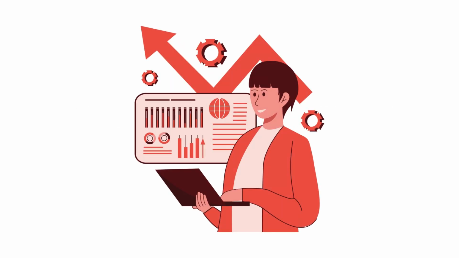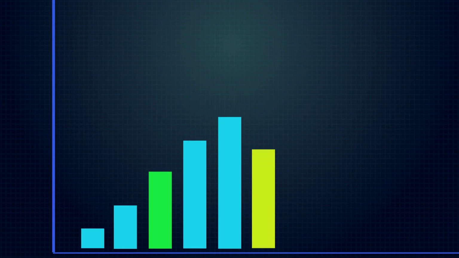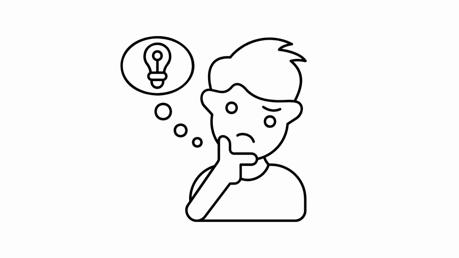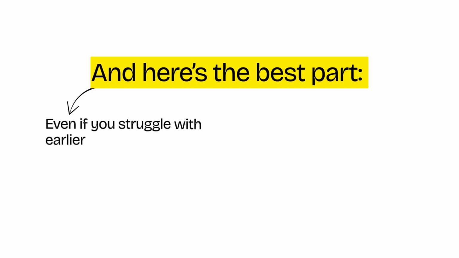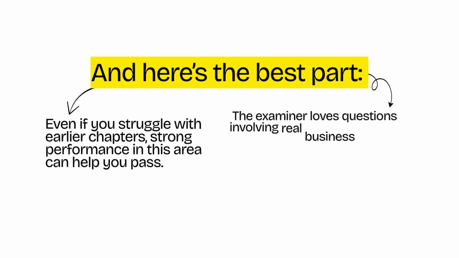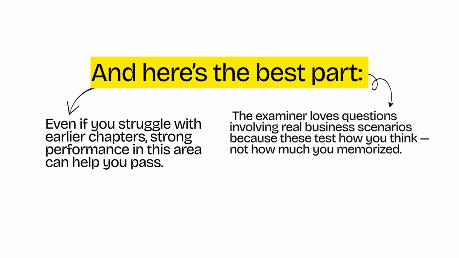Performance measurement. The final major area is performance measurement, the heart of the PM paper. This includes KPIs, the balanced scorecard, divisional performance measurement, ROI, RE, EVA, and non-financial performance indicators. This section tests your ability to analyze whether a business or department is performing well or poorly. It's the most logical, reasoning-heavy part of the syllabus, and here's the best part: even if you struggle with earlier chapters, strong performance in this area can help you pass. The examiner loves questions involving real business scenarios because these test how you think, not how much you memorized.